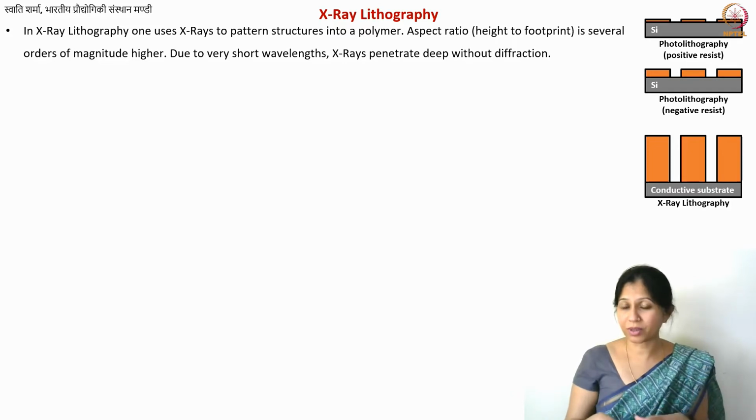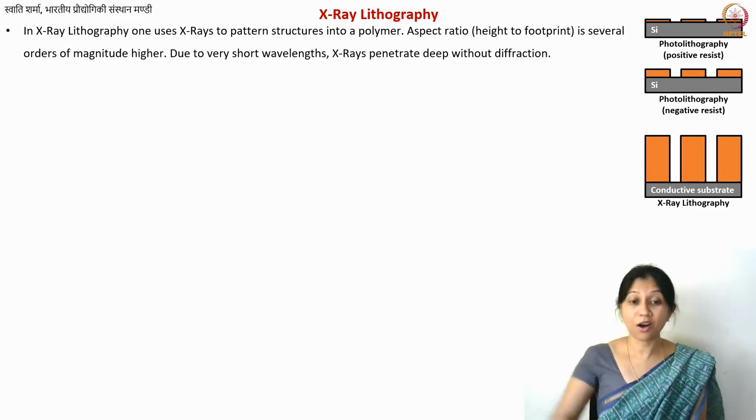3D structures would look something like this. If you want to make them in resist, these are the structures that you can make using X-ray lithography, because X-rays are very high energy radiation, and because of their wavelength they do not have much diffraction. So you can get really clean walls and really tall structures, that is, high aspect ratio structures, using X-ray lithography. So this is the advantage, definitely.